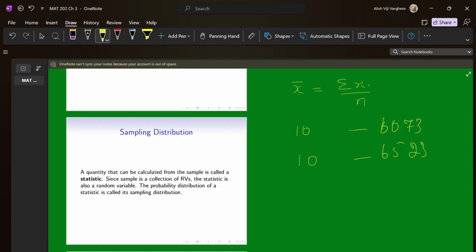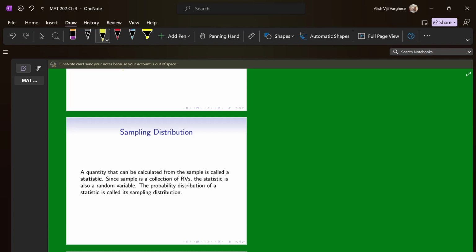So the value of x bar varies from sample to sample, and we can have a number of samples from the same population with the same size, say n. Since the sample is taken randomly, x bar is a random variable. And if x bar is a random variable, then x bar has a probability density function, and that probability distribution is known as the sampling distribution.